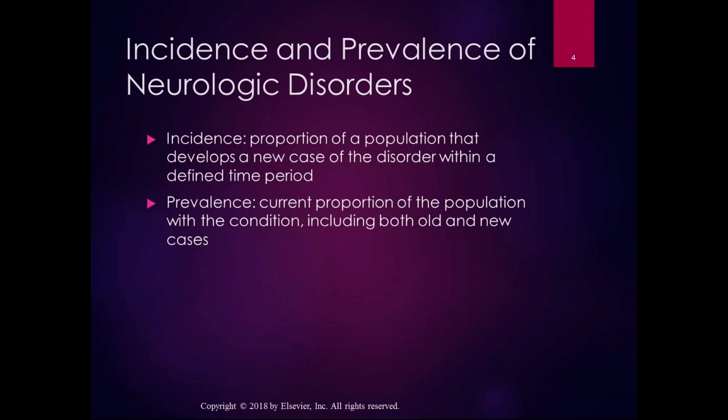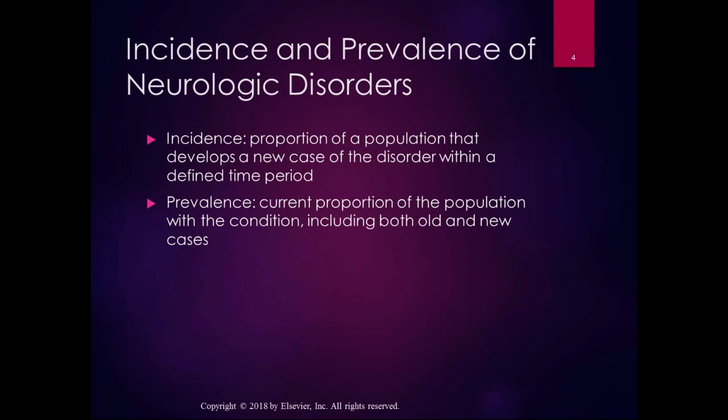So in the book they talk about some different incidence and prevalence numbers, one of them having to do with migraine headaches, which they say have low incidence but high prevalence, meaning new cases aren't developed very often, but it's very common for people to have migraine headaches. So you can think of it that way.